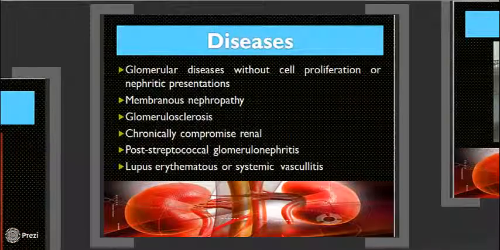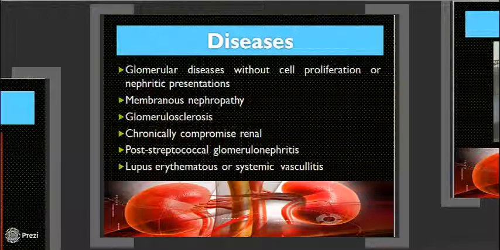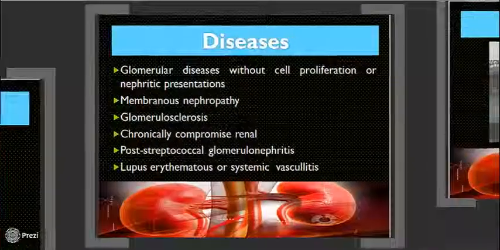Diseases. Glomerular diseases without proliferation or nephritic presentations: membranous nephropathy, glomerulosclerosis, chronic kidney disease, post-streptococcal glomerulonephritis, lupus erythematosus, or systemic vasculitis.